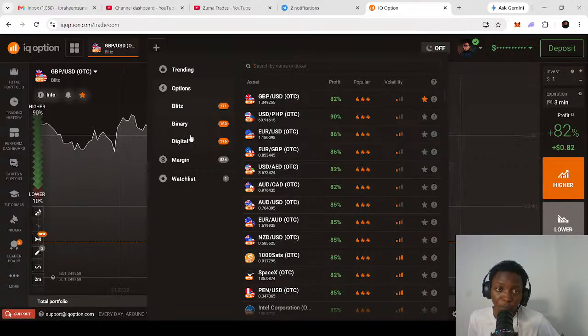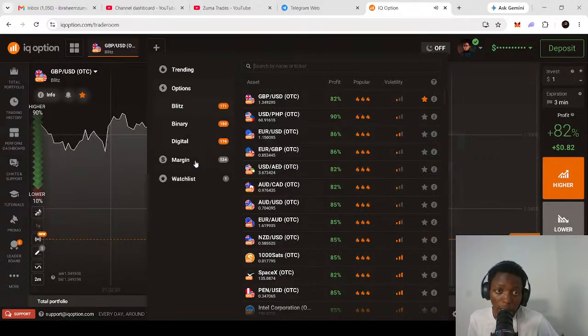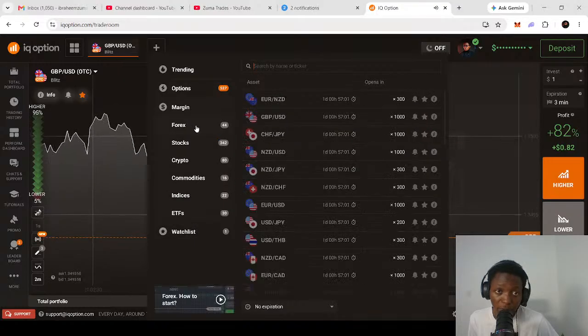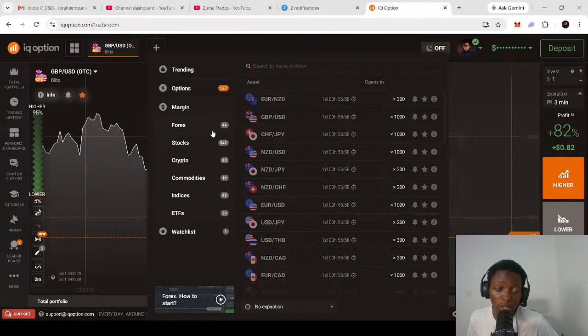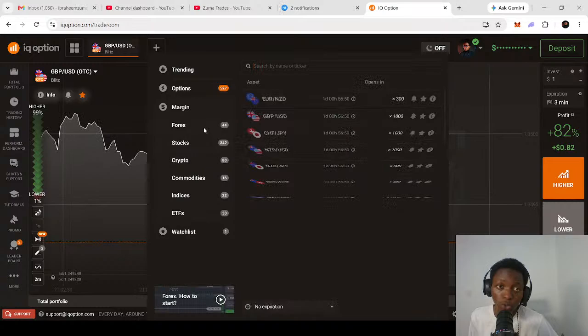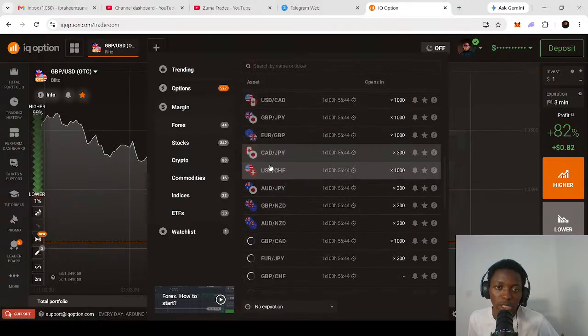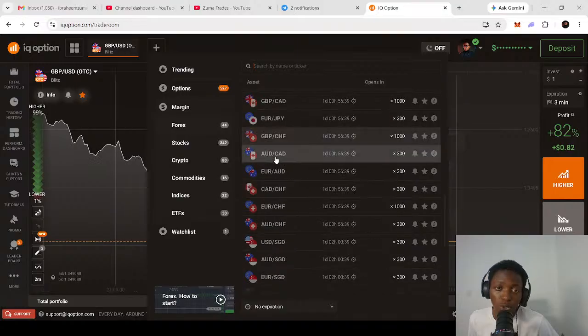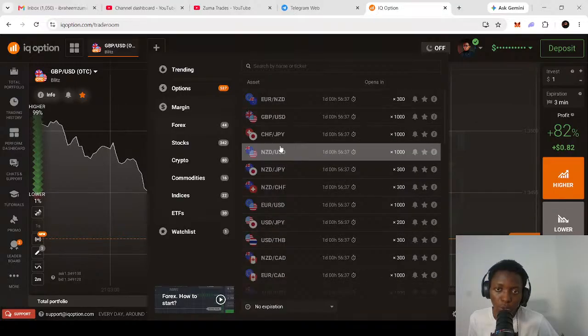That's for the binary. If you come to the margin section around here, you will see that there are forex pairs. If you want to trade forex pairs, you can just come to the forex section. And if you want to trade stocks, you can come to the stocks section. Sorry guys, you can see that all these are the forex pairs, but because this is the weekend, we cannot actually trade the forex market in the weekends, and so all the markets are closed. The markets are actually closed, so we cannot trade the forex pairs.